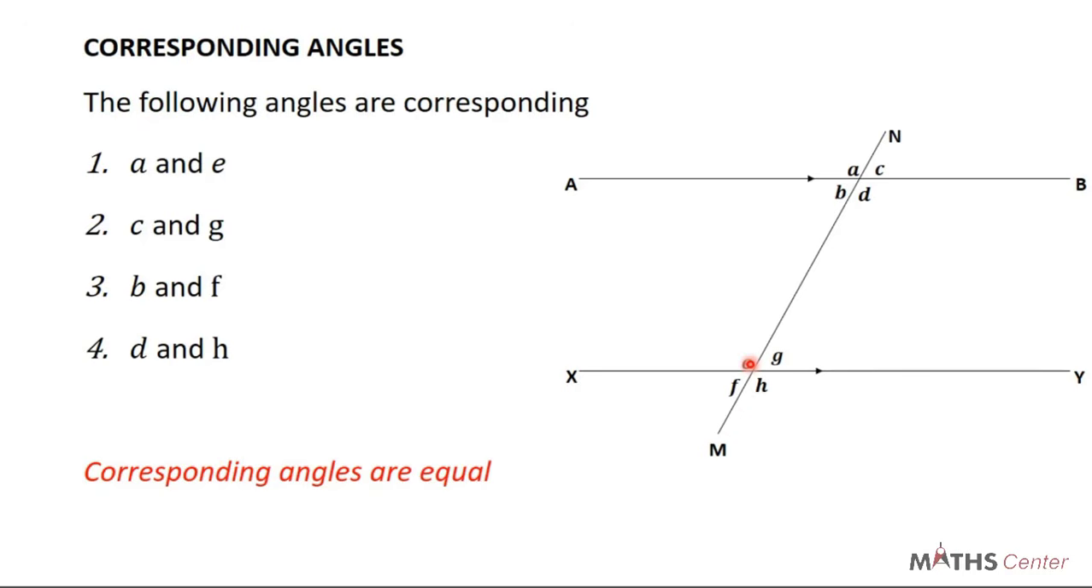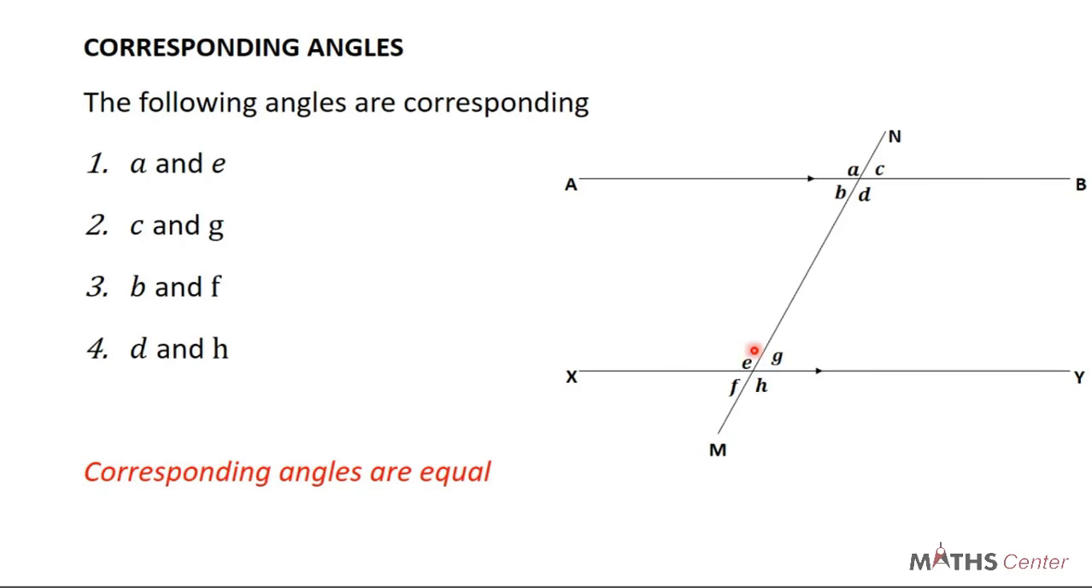Once again, look at their positions very, very well. A corresponds to E, C corresponds to G, B corresponds to F, and D corresponds to H. In the previous slide, we considered alternating angles. Now we can see that B and G are alternating angles, D and E are alternating angles. We've moved on from there. We are now considering corresponding angles.